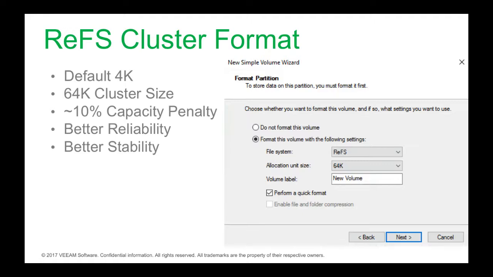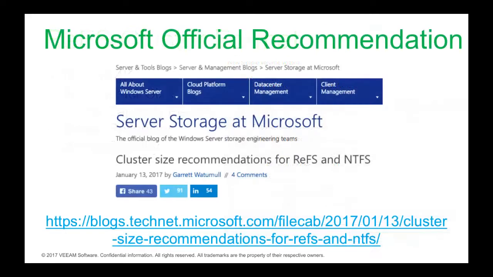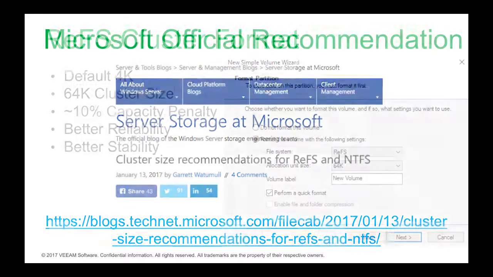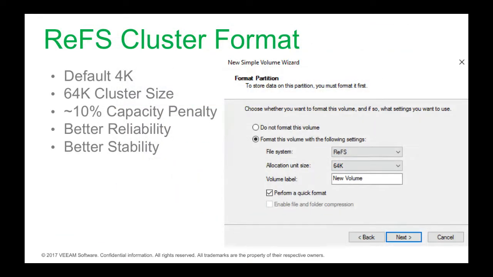By default, it'll actually have 4K as the default cluster size. You want to change that to 64K, okay? And there's actually a blog here from Microsoft. For larger data sets, whenever you're formatting a ReFS volume, they want you to use 64K cluster size for stability and reliability problems. They've had issues in the field with data. So why not change the default? Because it's only prevalent and apparent in larger data set sizes.